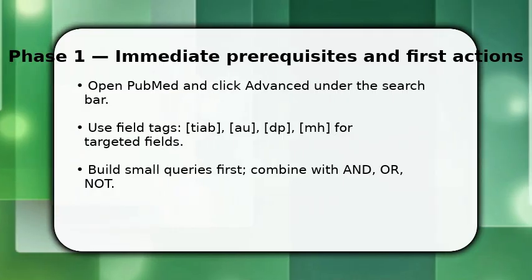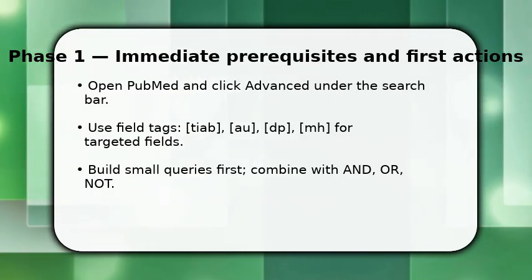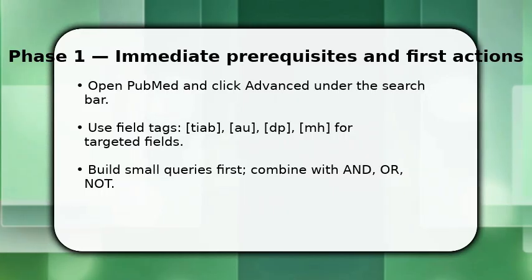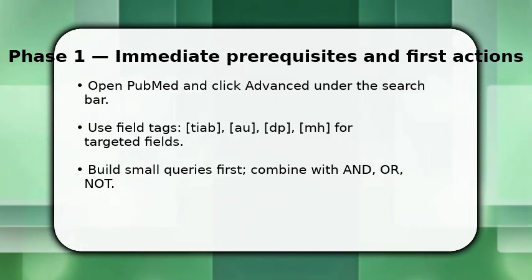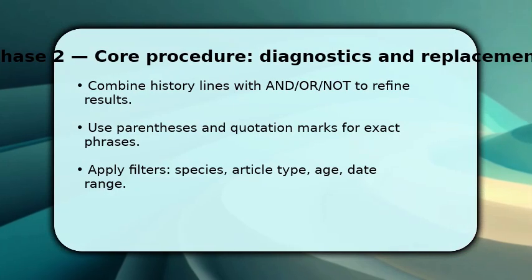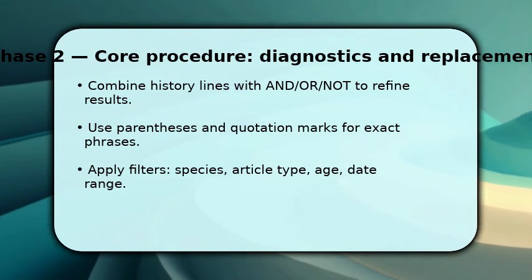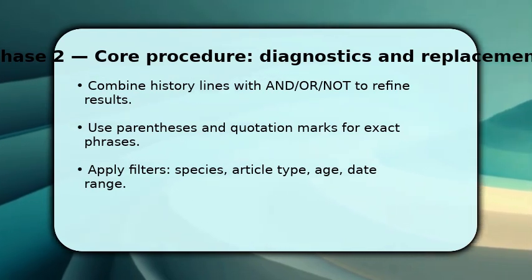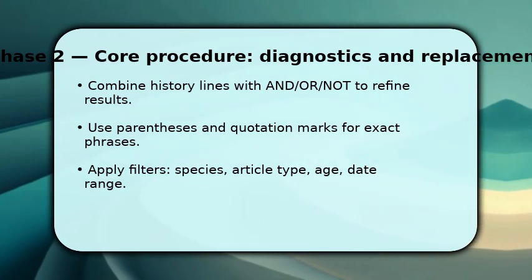Once done, use the Add to History button to create a query line. This preserves your steps and lets you combine lines precisely. Now refine using the history and Boolean operators. Combine line 1 and line 2 to require both concepts, or line 1 or line 2 to broaden.